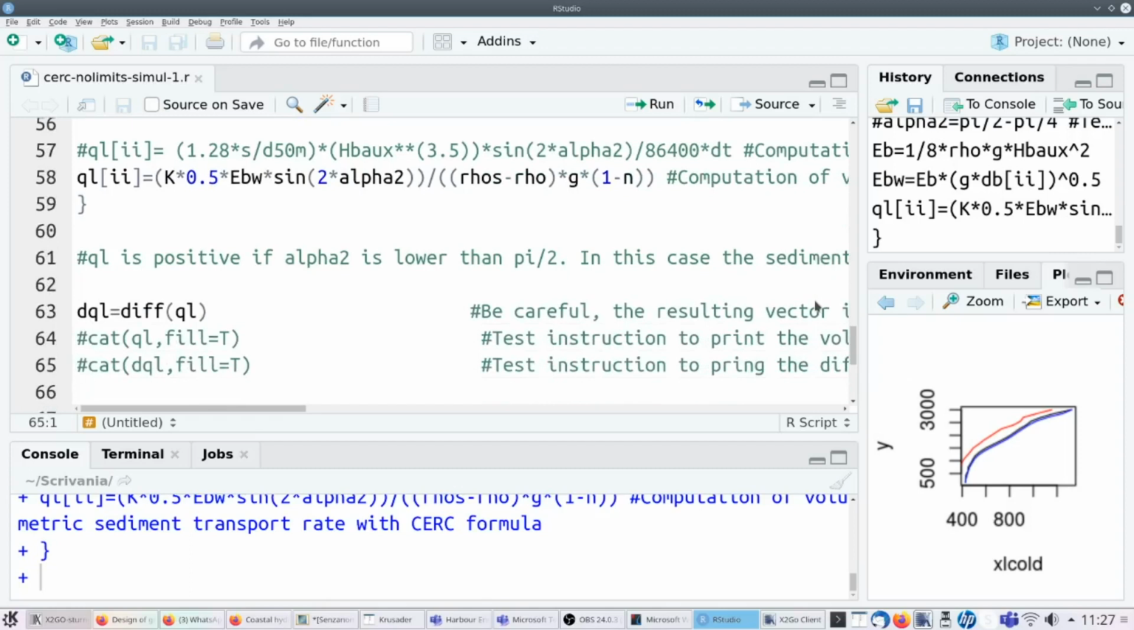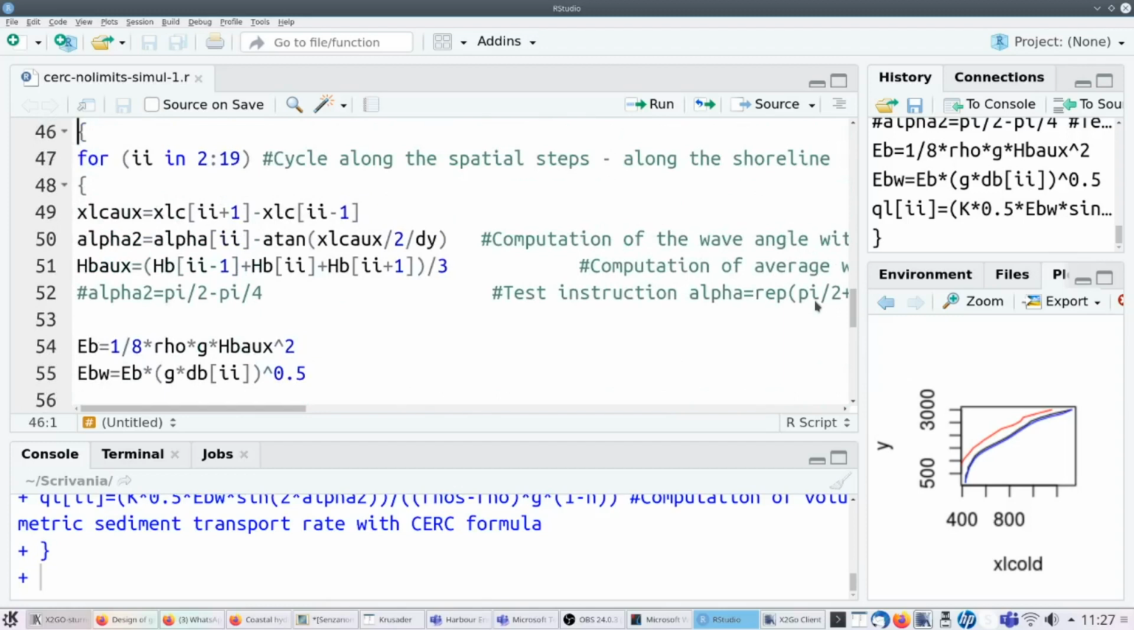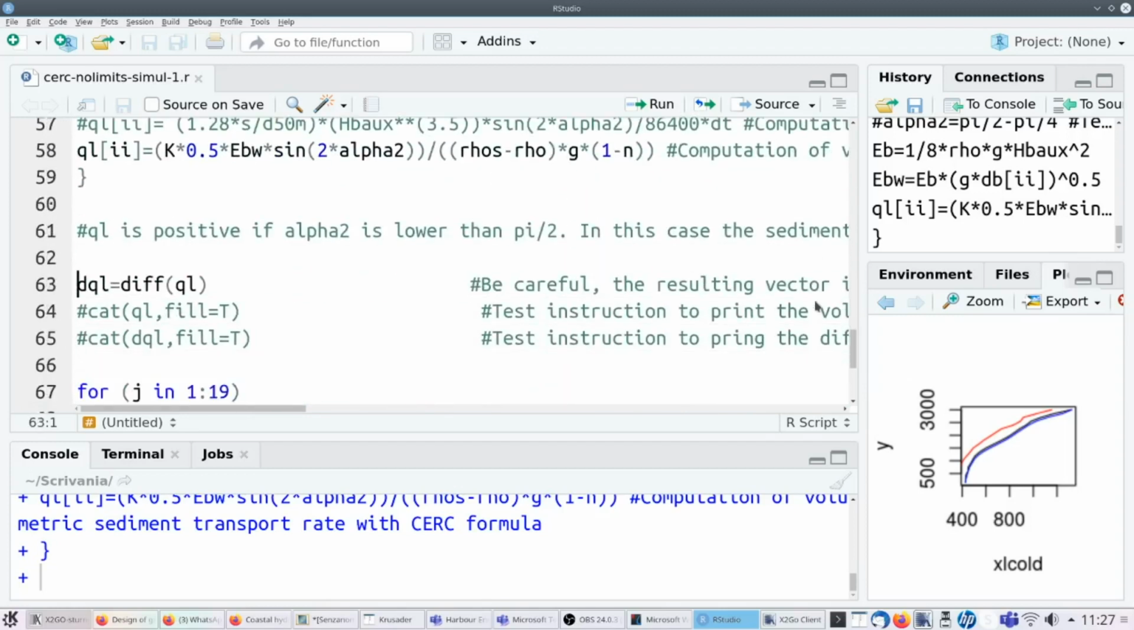And then I think there is a curly bracket. No, okay, it's closed later. And then there is the computation of the difference between the sediment transport in each spatial step. I need the difference because, as I said at the beginning, in order to get the yellow volume, I need the difference.